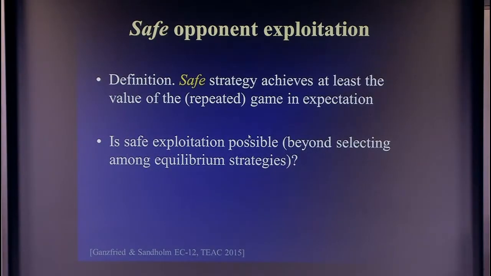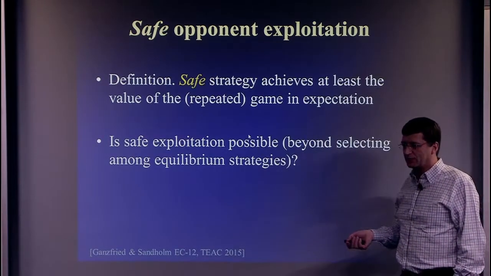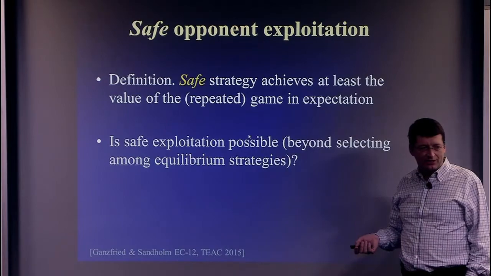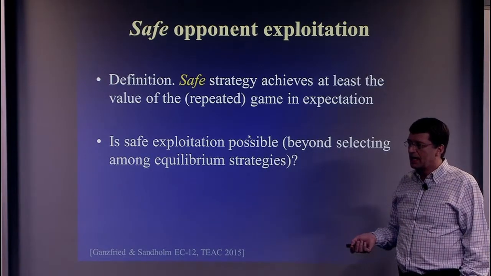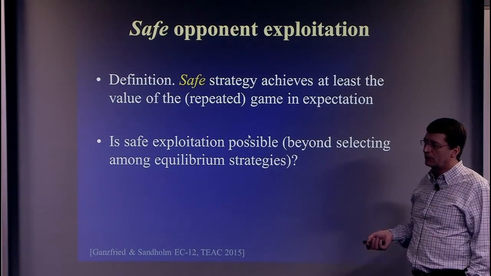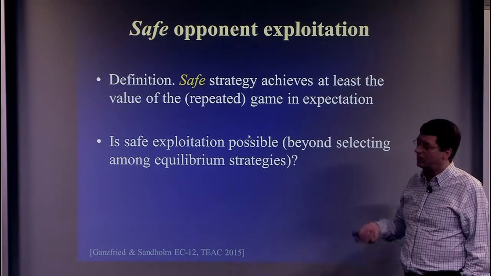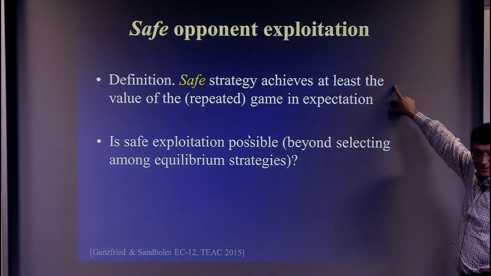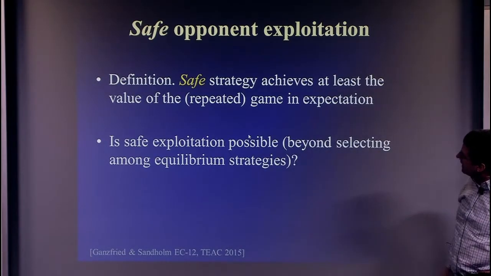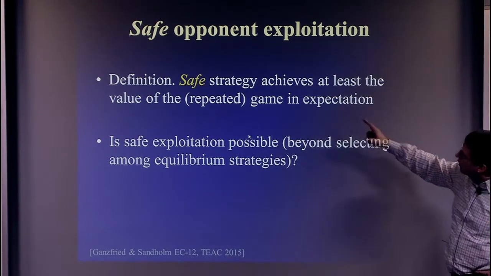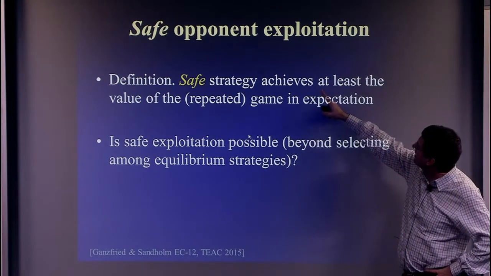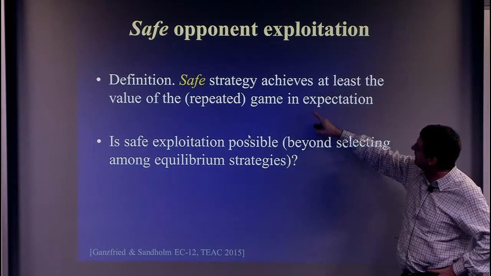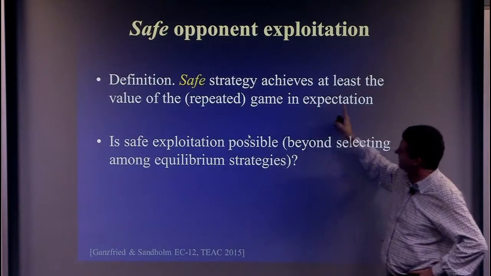Another thought is, can we actually get around the get taught and exploited problem? Can we get a safe exploitation strategy? At first blush, it seems that you can't at all. There were actually two incorrect propositions in the literature that showed this, one of them by us, by the way, that you cannot get this. But it turns out that you can. So what is safe? A safe strategy achieves at least the value of the repeated game or sequential game in expectation.